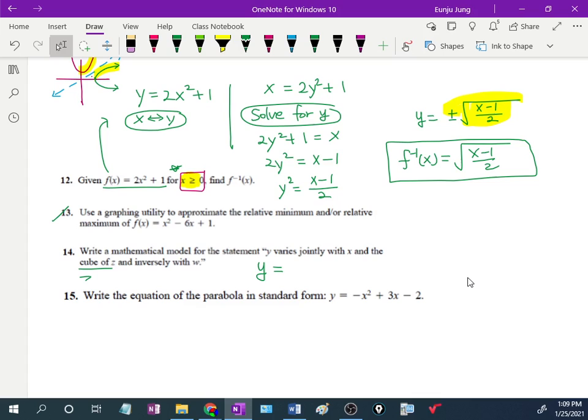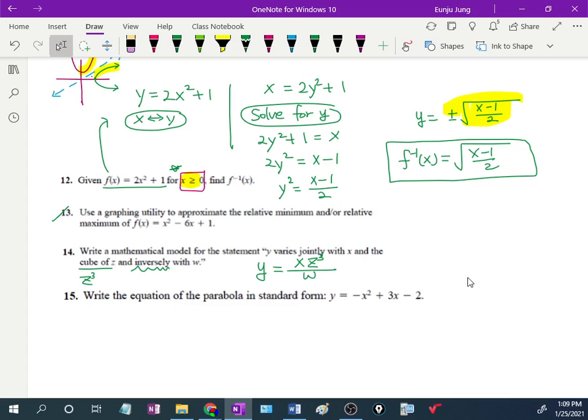So z to the third power, that is the cube of z, right? So I need to multiply it. Varies, so I put x and z to the third power in the numerator. And inversely, because of this part, I need to put the variable w in the denominator.